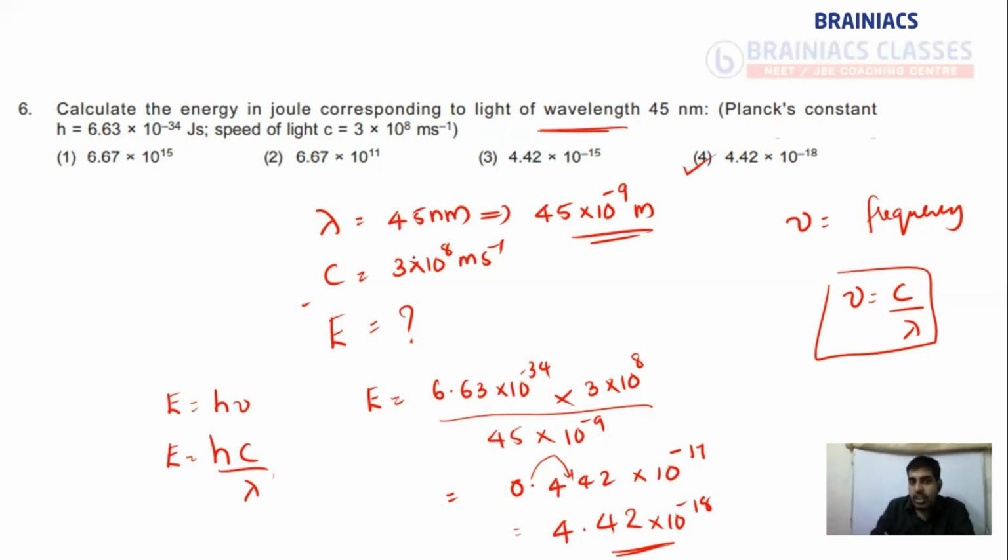Okay, here we have to calculate energy in joules, and the wavelength of light is given in nanometer, which is equal to 45 nanometer. And velocity of light is 3 into 10 raised to 8 meter per second.